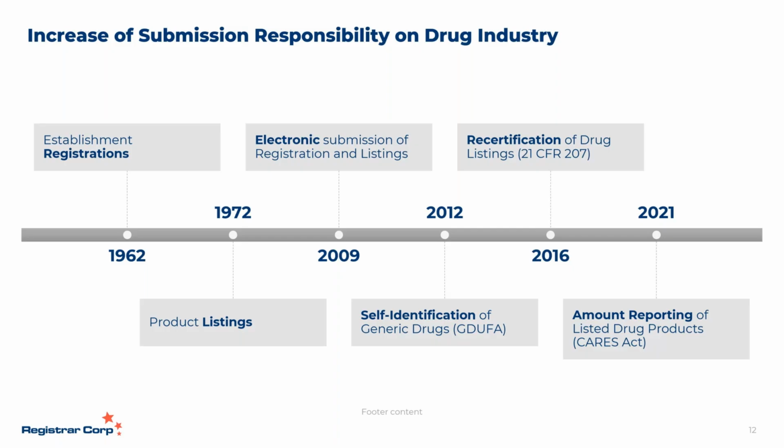Manufacturers have multiple annual submission requirements. With the CARES Act, another annual submission is now being added to the load. Manufacturers who are required to list now have to report amounts of each listed drug product annually. Let's dive deeper into this requirement.